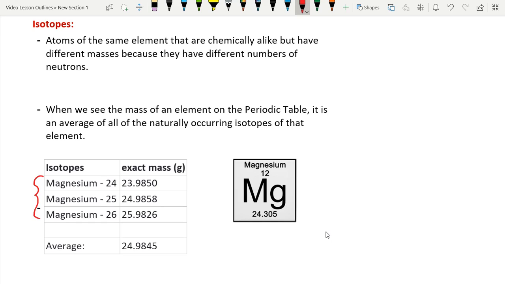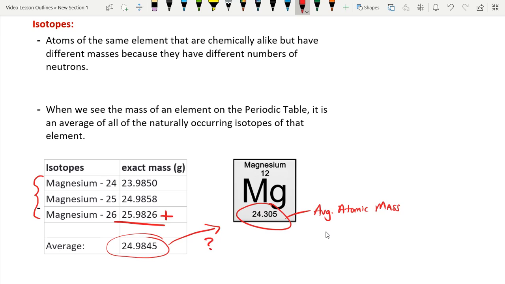Now the discrepancy we run into is we had said that the mass on the periodic table was called the average atomic mass. Now the problem is if we were just to take these three mass numbers, add them up and divide by 3 to get an average, we would get 24.9845, which does not match what's on the periodic table. So this is a problem. Here we have an average on the periodic table, but it doesn't seem to be the average of just those numbers.